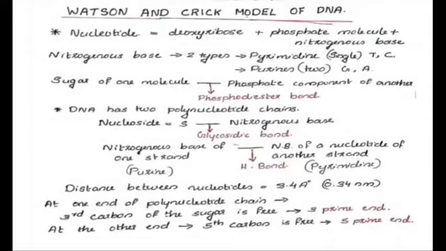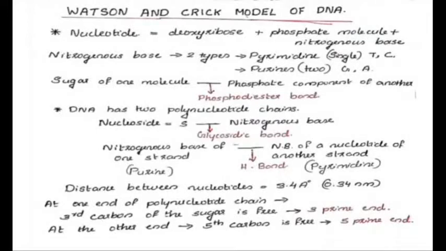The nucleotides of DNA are named according to the type of nitrogen base present. As there are four types of nitrogen bases, DNA contains four types of nucleotides. They are AMP, that means adenosine monophosphate or adenylic acid, GMP or guanosine monophosphate, guanylic acid, TMP, thymidine monophosphate, thymidylic acid, and CMP, cytidine monophosphate or cytidylic acid.